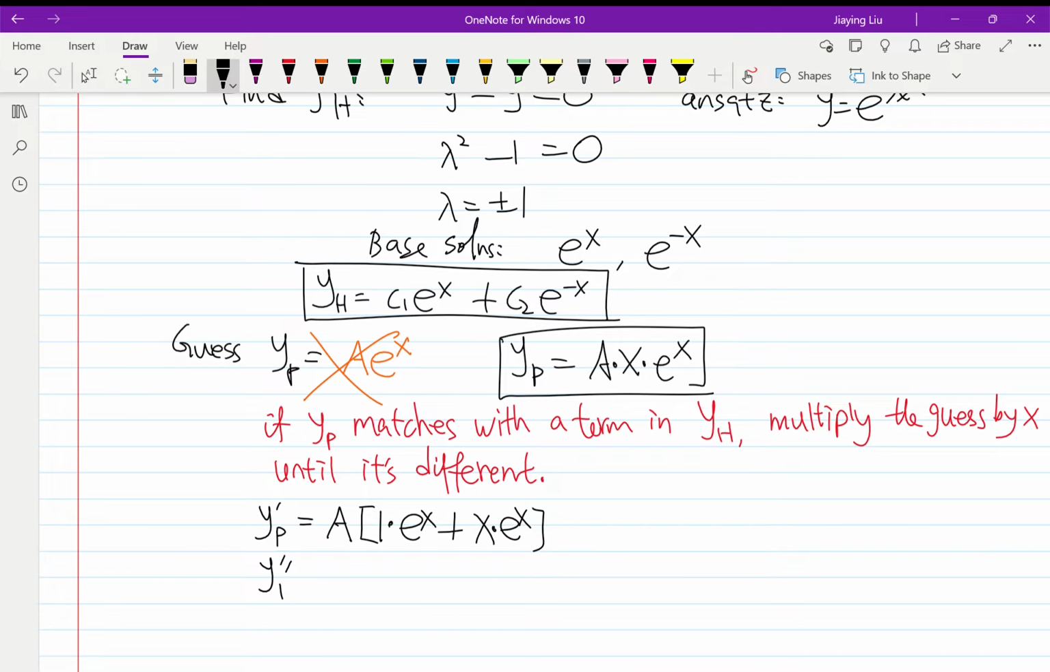Keep finding the derivative. So the second derivative of the particular solution is going to be a times e to the x, which stays as e to the x when we differentiate, plus 1 times e to the x plus x e to the x using the product rule again. So that becomes a times 2e to the x plus x e to the x.